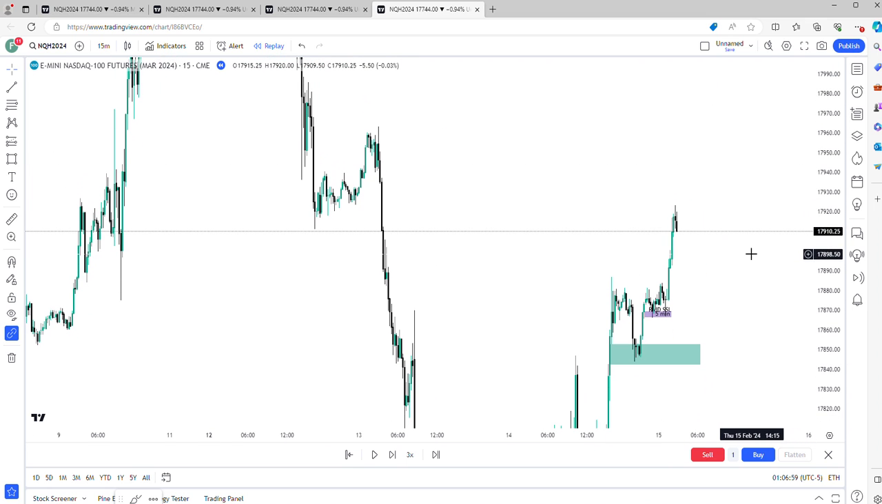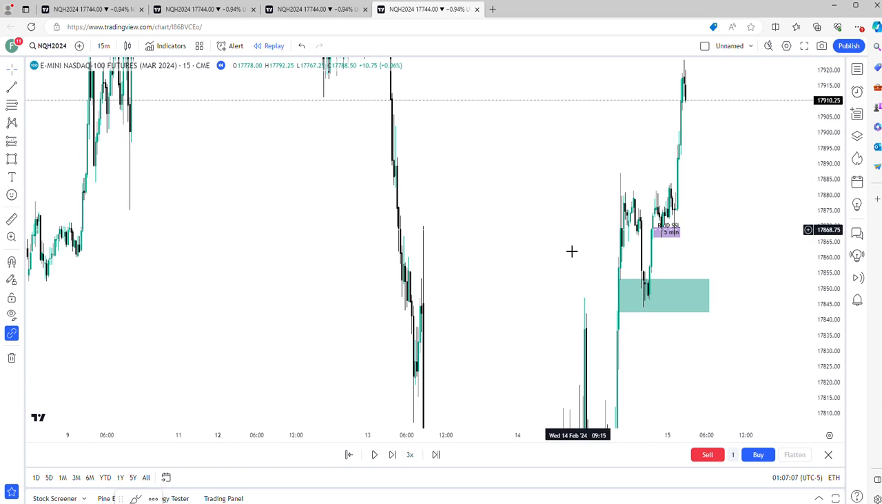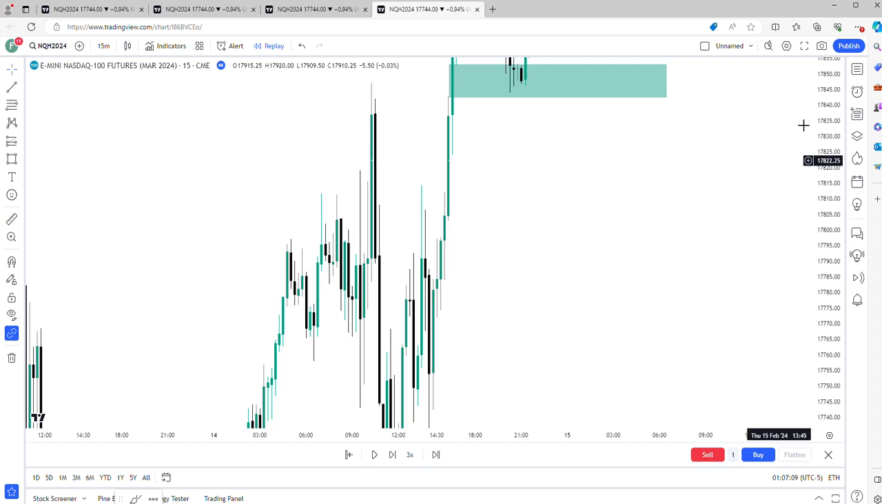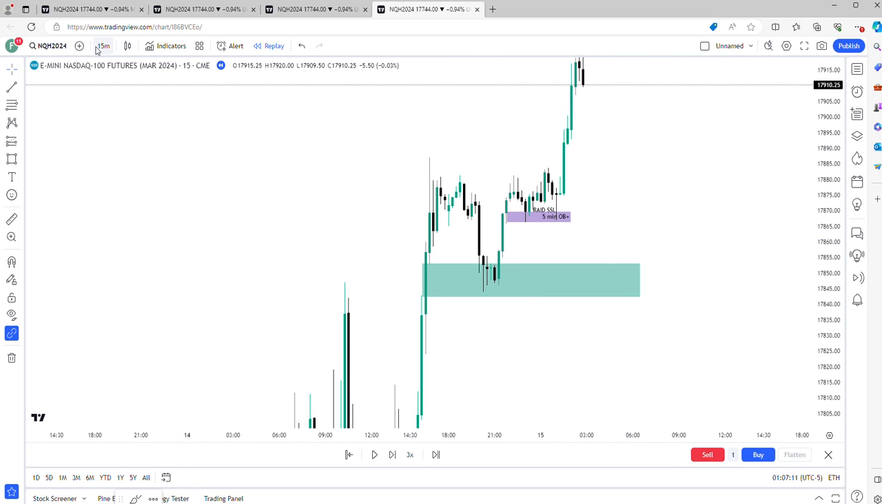Again, we talked through those daily profiles and the fact that Monday, Tuesday came down, we tapped into that volume imbalance, and then from there we retraced back to the upside. So that's kind of what I see here in price action. And that's kind of using a higher time frame perspective.